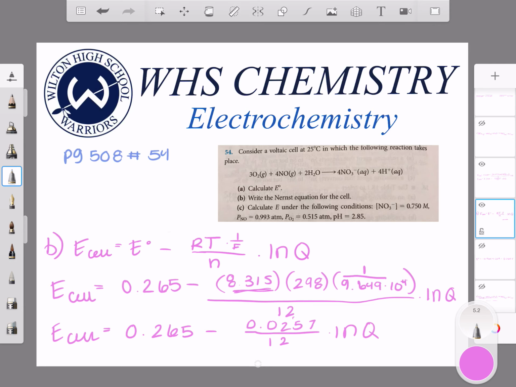If you were to look at this balanced redox equation, you would have 12 electrons, because as you can see, if you were to balance this, there would be 12 moles of electrons, and they would end up canceling out. So that's why we have it over 12.